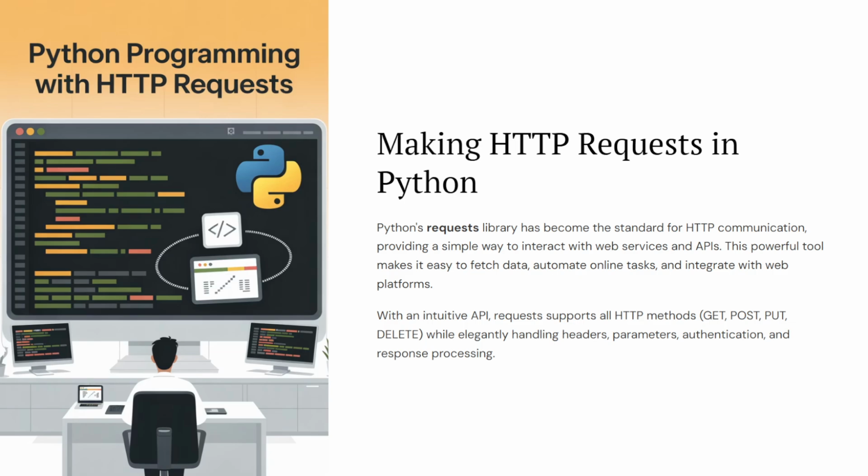In this video we are going to look at making HTTP requests in Python. Python's requests library has become the standard for HTTP communication, providing a simple way to interact with web services and APIs. This powerful tool makes it easy to fetch data, automate online tasks, and integrate with web platforms. With an intuitive API, requests supports all HTTP methods, including GET, POST, PUT, and DELETE, while elegantly handling headers, parameters, authentication, and response processing.